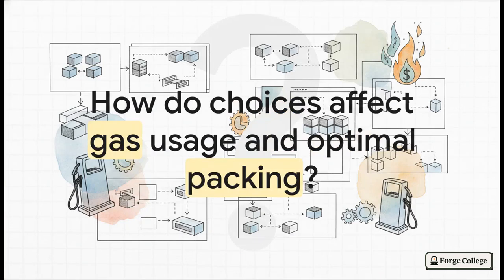So, what does this all mean for gas usage and optimal storage packing? Well, keep these blueprints handy. Our next lesson in this module is state mutability and storage patterns, where we'll optimize these exact structures by analyzing the fascinating gas trade-offs and struct packing mechanics.